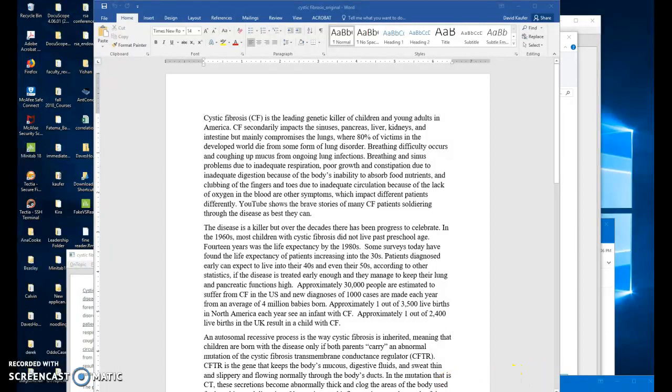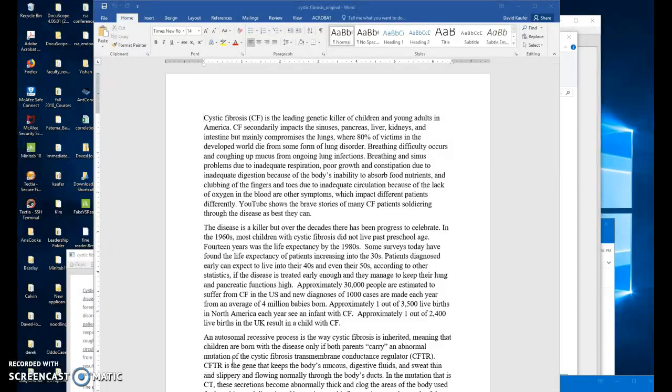on cystic fibrosis. I simply took a disease because I thought it was easiest to construct a Wikipedia-like article about a disease from many, many different sources. And so we don't have to worry about plagiarism. Anyway, the first sentence begins with, cystic fibrosis is the leading genetic killer of children, young adults in America.